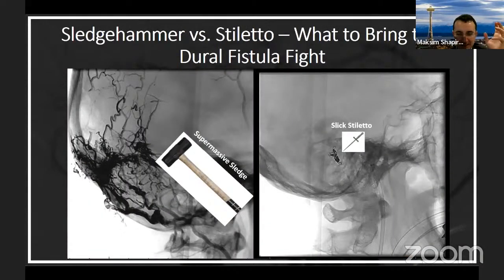Part of this talk is built on some of my earlier work that has to do with how we approach dural fistulas. One of the ways is to think of it as different approaches, some a little bit more selective than others. It doesn't always work this way, but when it works this way, it's nice. So we'll talk about that.